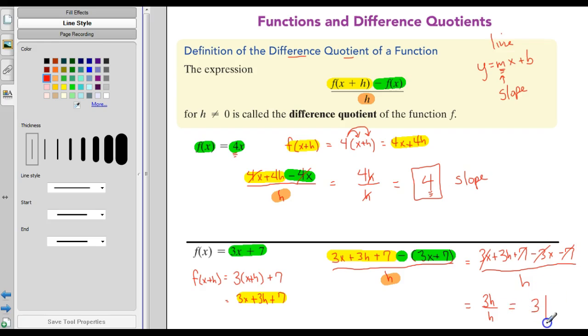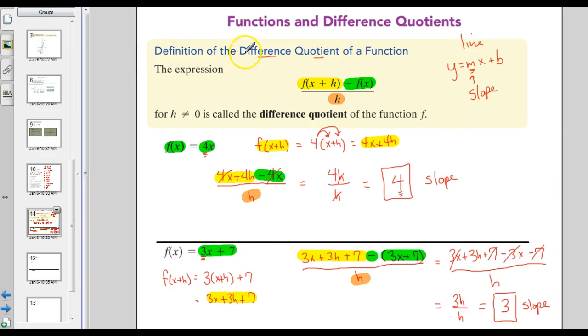So yes, the difference quotient of a line is the slope. Okay, the slope of this line was 3. The difference quotient was 3. Now, what if it's not a line? What if I have some other type of function? Well, it's still this. This is always the difference quotient. It's just you have to simplify and do the process.